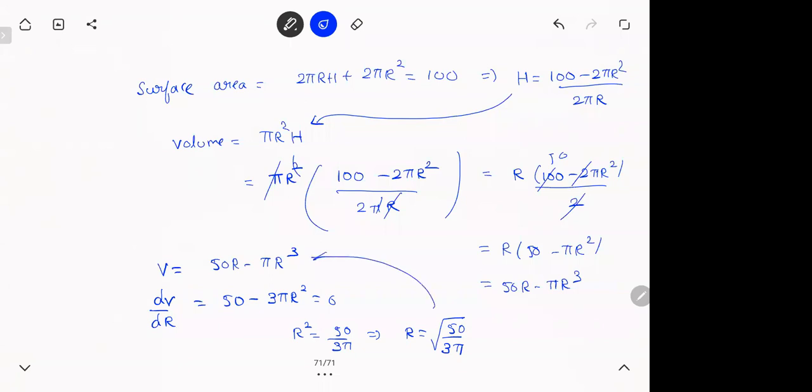Then take this and put it here. So maximum volume will be 50 into r, where r is root of 50 by 3 pi. I'll not scribble it here. Just put it there and you'll get the answer. So when you put r equal to root of 50 by 3 pi, you'll get maximum volume. That is fine. Have a look at the whole thing. Ask me if you're confused anywhere. If you got till here, then your job's done.